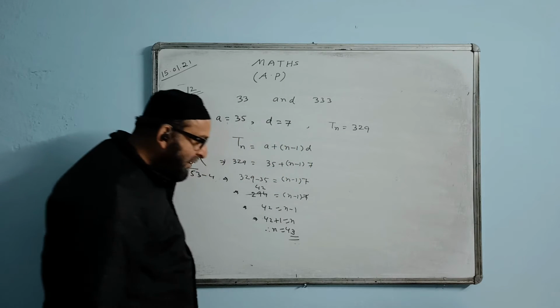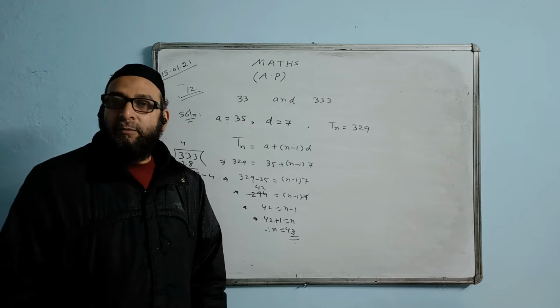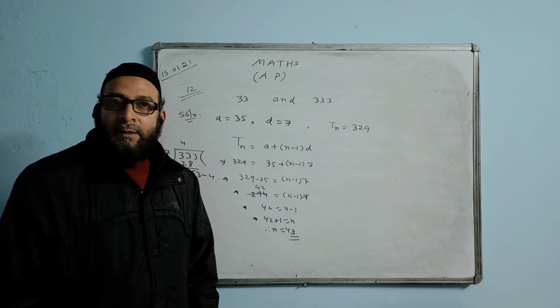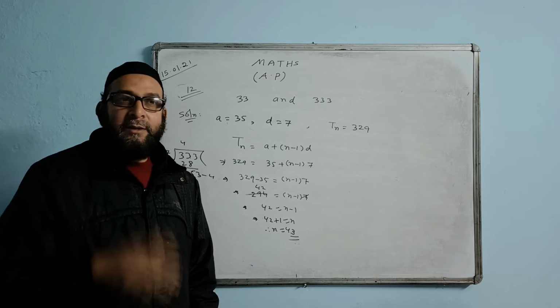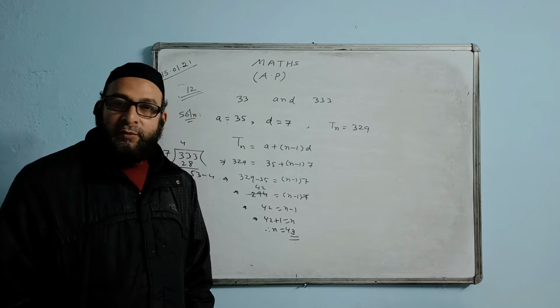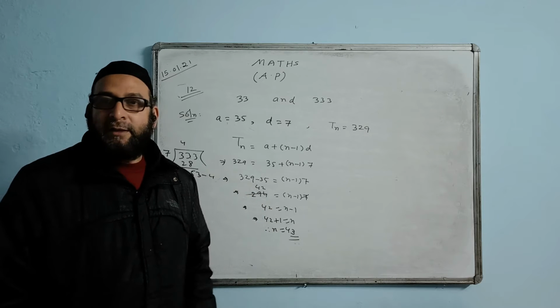How many two-digit numbers are divisible by 7? This is simple. What is the starting two-digit number? 10. And it will end at which number? 99, no? Between 10 and 99, they are saying.